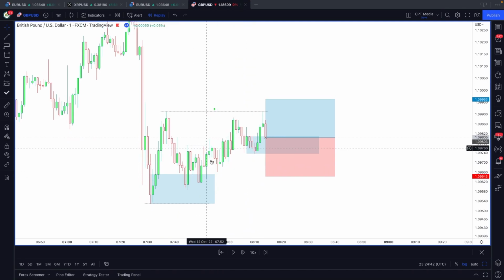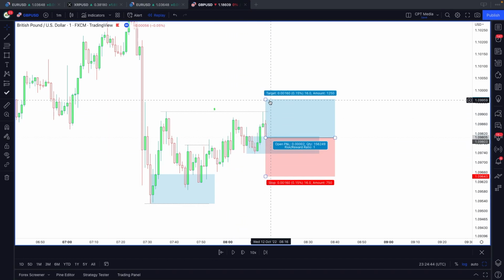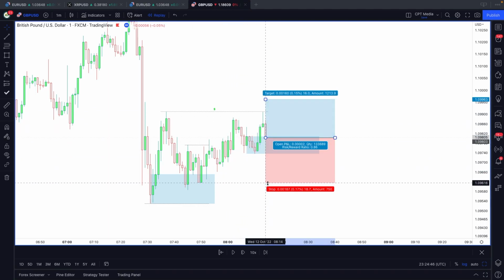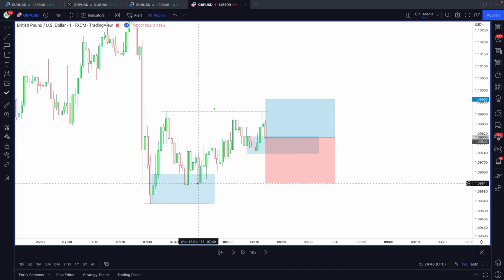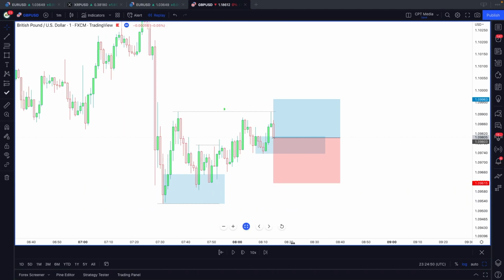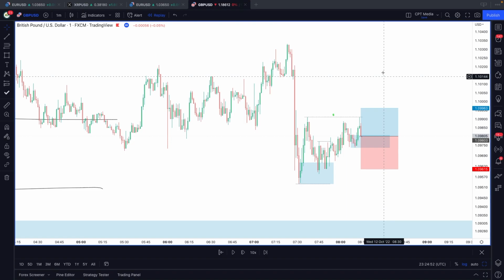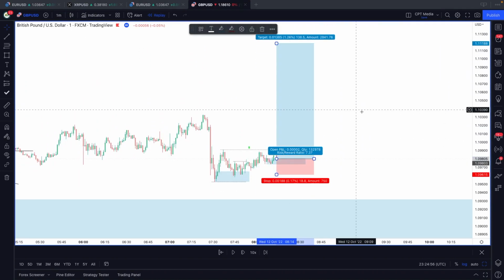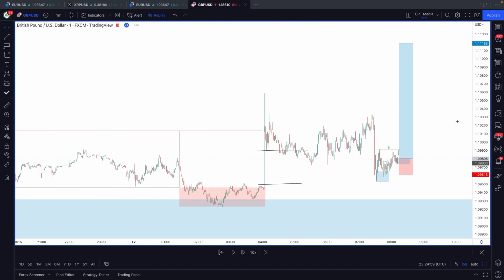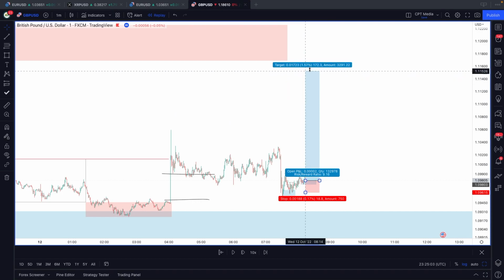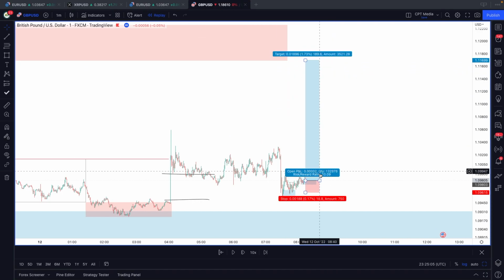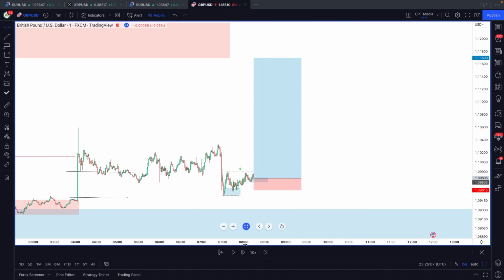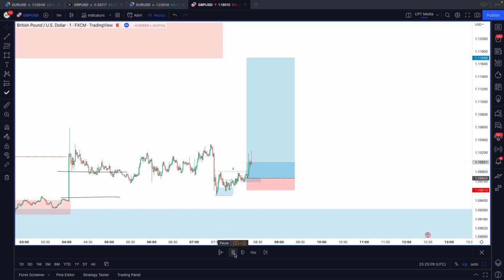Price is showing nice bullish order flow, so it's likely going to push up higher. But again, I would put my stop loss below this region just to be on the safe side. Again, I'm more of a conservative trader, and then place my target at the supply region. Sorry, my mouse is bugging. Right, at the supply region, and let's watch what price does.